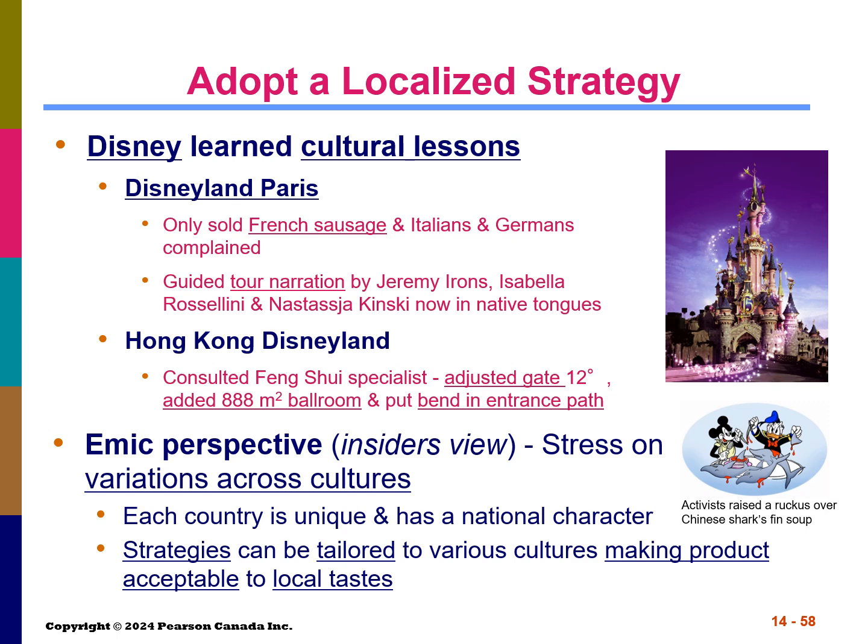They shifted the angle of the front gate by 12 degrees, added a lucky 888 square meter ballroom, and put a bend in the walkway from the train station to the gate to make sure the flow of energy, or qi, was positive. They also served Chinese shark fin soup at wedding banquets, but activists raised a ruckus as it's an endangered species. Maybe Disney was trying too hard. An emic perspective, or insider's view, stresses variations across cultures. As each country is unique and has a national character, marketers adopt a localized strategy. Strategies are tailored to various cultures to make products acceptable to local tastes.